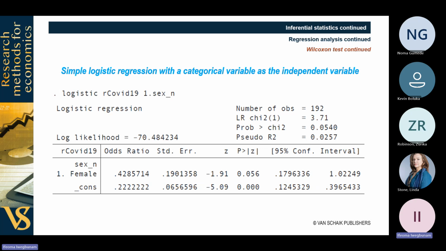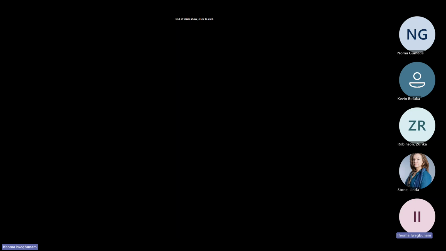In this case, the chi-square is at 0.05, which is at the 1% level, and you will see that there is a high relationship between the variables here. And that is it. Thank you.